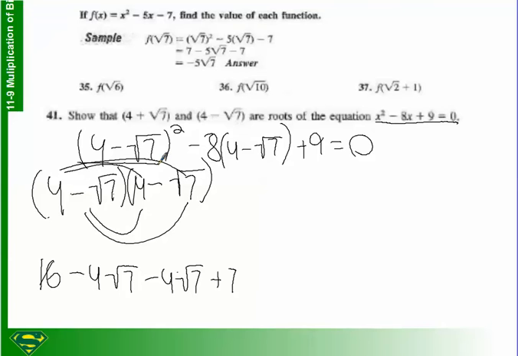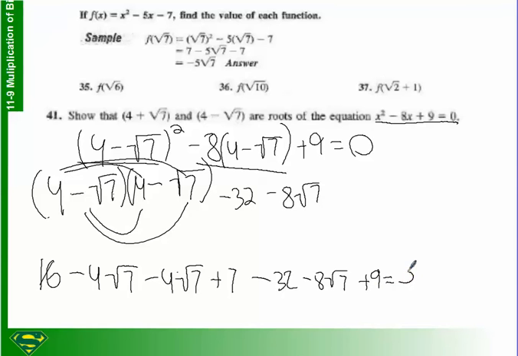We can go ahead and move on to our next part of the equation, which is negative 8, and then in parentheses 4 minus the square root of 7. So negative 8 times 4 is negative 32. And then negative 8 times the square root of negative 7 is going to be minus 8 root 7. And then plus 9, but we can add that in later. So here we have minus 32 minus 8 root 7, and then plus 9 is equal to 0.